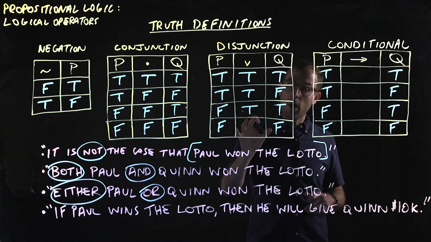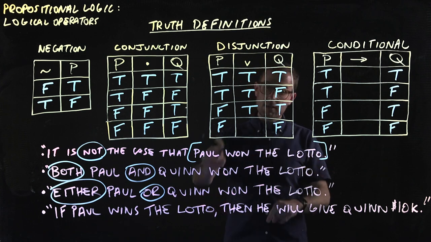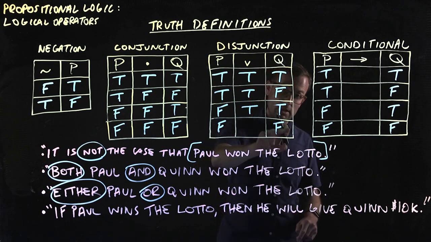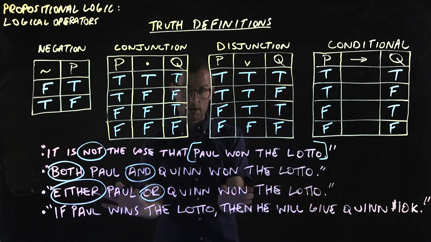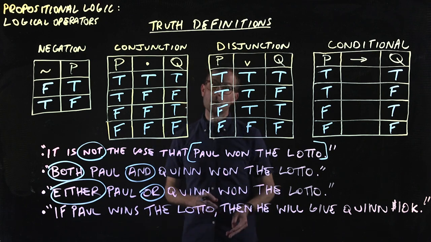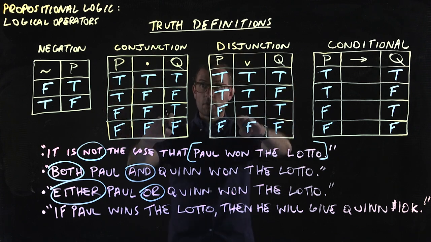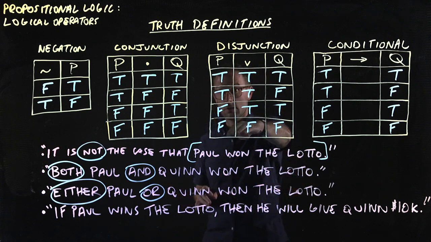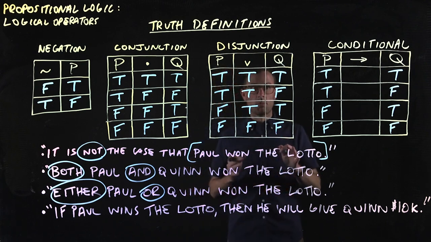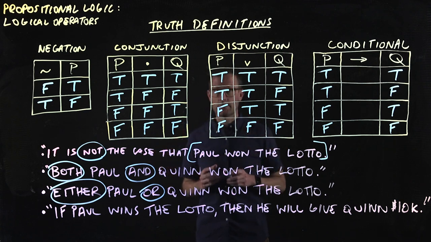Okay, now there's only one case when a disjunction is false, okay? And it's the last case here. If it's false that Paul won the lottery and it's false that Quinn won the lottery, then that sentence can't be true, given that at least one part of the disjunction has to be true, okay? So relating these two in the center here, the conjunction and the disjunction, right? You'll notice that they're quite different in terms of the truth values, okay? Conjunction, true in one case, disjunction, true in 3 cases, false in only one. Okay, so it's really important to keep those two separated from one another and not confuse the truth definitions.